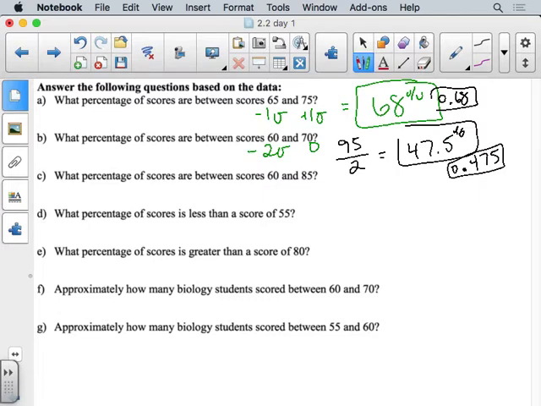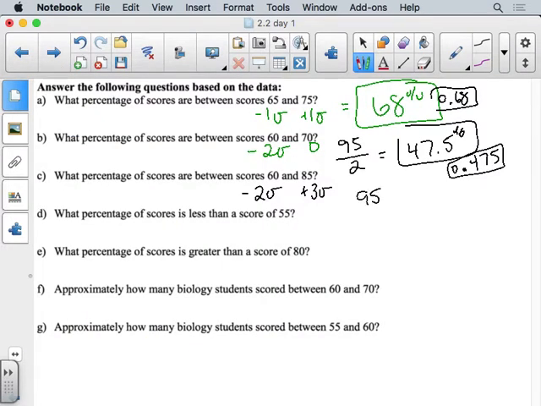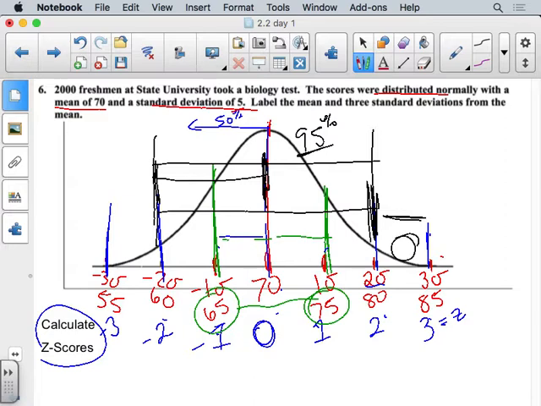So 60, which we just did in that last problem, is -2 standard deviations. And 85 is +3 standard deviations above. So maybe I'll look at this one with you. So from -2 all the way to +3. I know from -2 to 2 is for sure this 95%, and then I just need to find what percent is this other little section. So I know for sure that I have 95% in there, and I need to add what is this little value here.